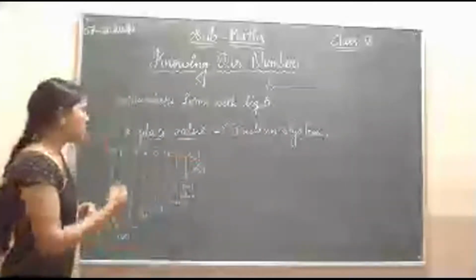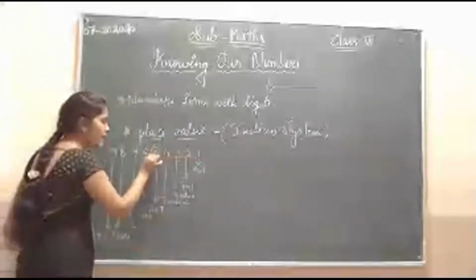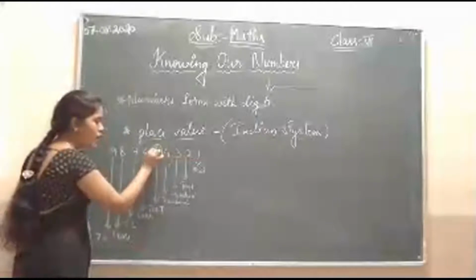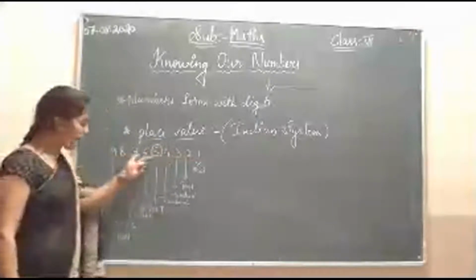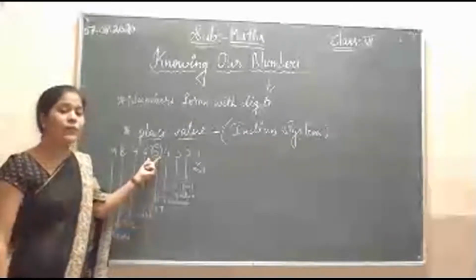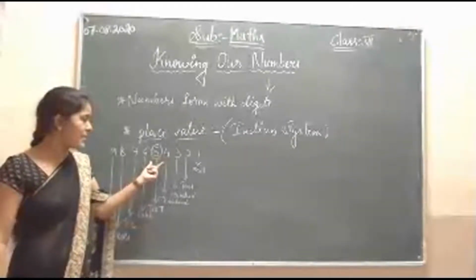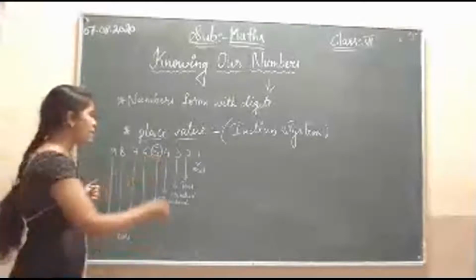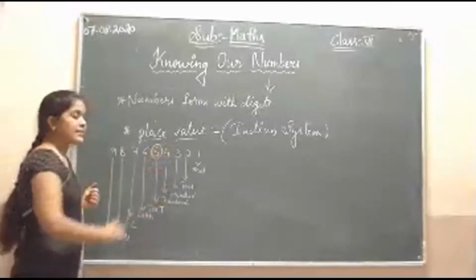Different numbers have different place values. For example, we want to see the place value of 5. Here, what is the place value of 5? Here, the place value of 5 is 10,000. 5 is at the 10,000 place. So, the place value of 5 is 10,000.